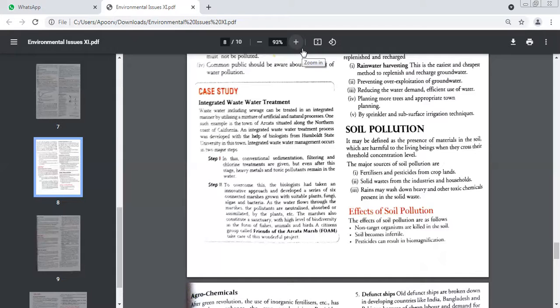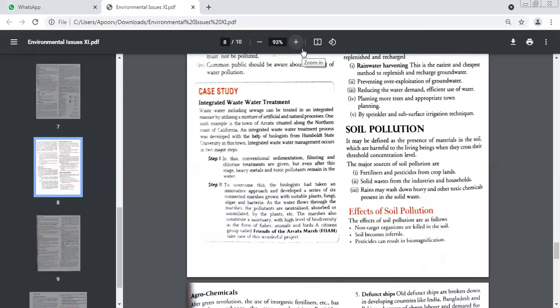So, integrated wastewater treatment, which town did we talk about? Arcata. Where is it situated? California. Which kind of wastewater treatment technique have they adopted? Integrated. And what are the two techniques they're integrating? Natural and artificial.